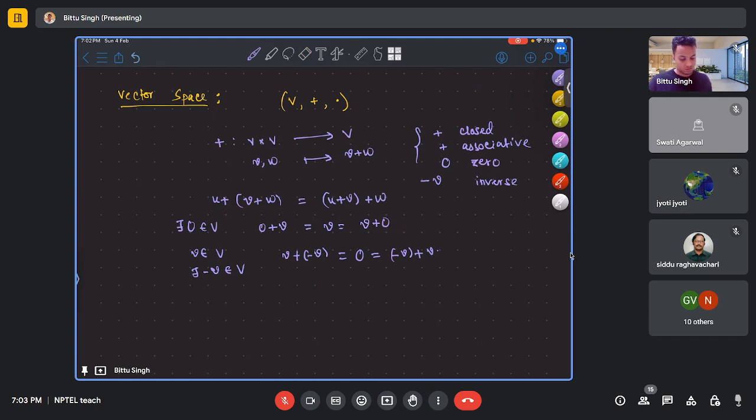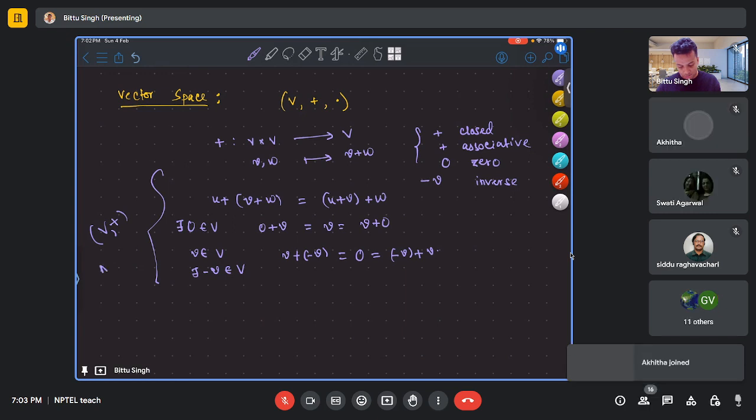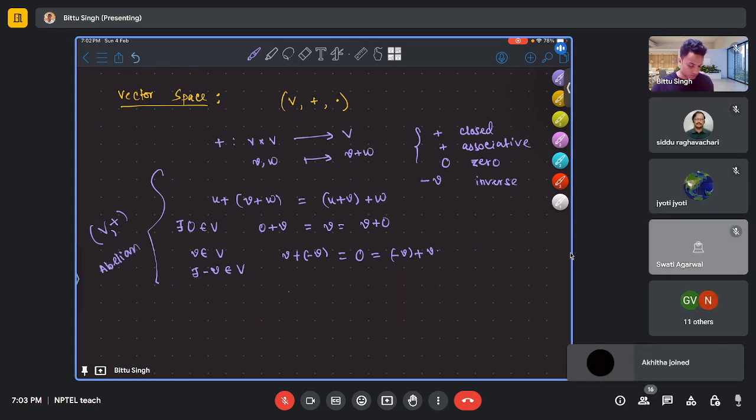So we can say in a single word that V with the structure of addition gives an abelian group. Sorry, I have missed one condition, that is v plus w should be the same as w plus v. That is, addition is commutative.